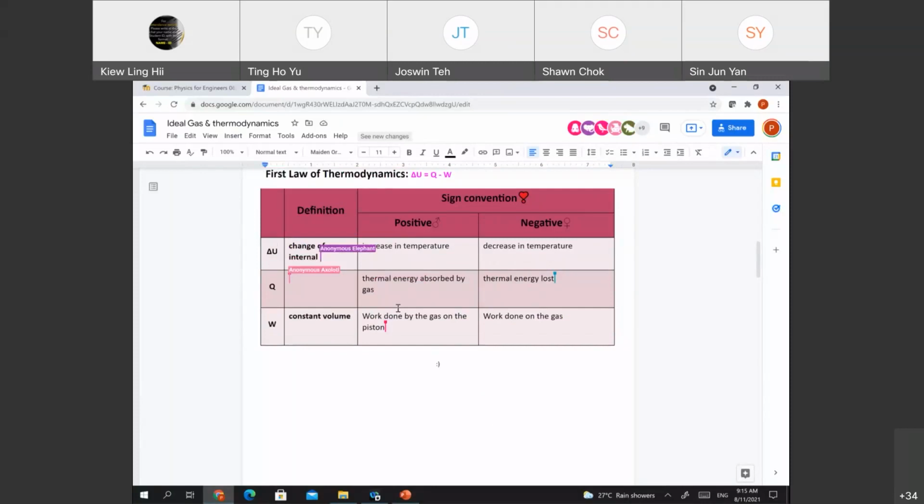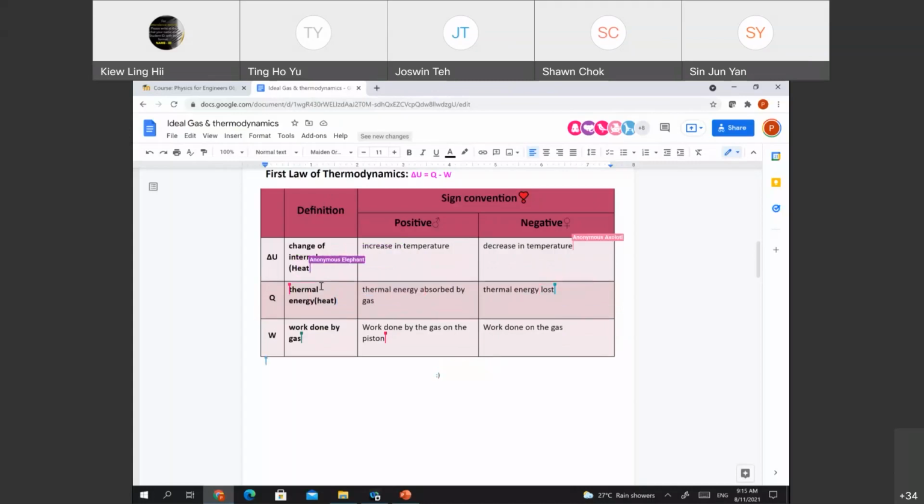The first column under definition, you have to write down what the symbol represents. Delta U is change of internal energy. Q is thermal energy, or you can put a bracket, heat. Just to remind you, the Q is the same heat that you learned in your first semester. Q equals mc delta T. So that is heat. W is work done, work done by gas.